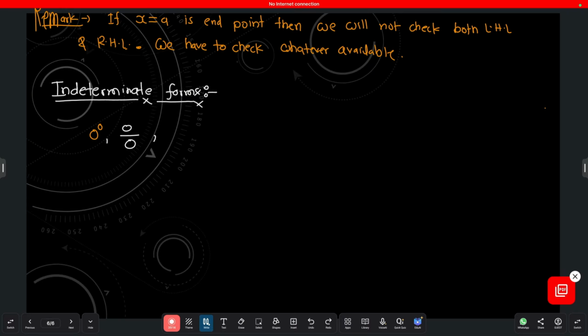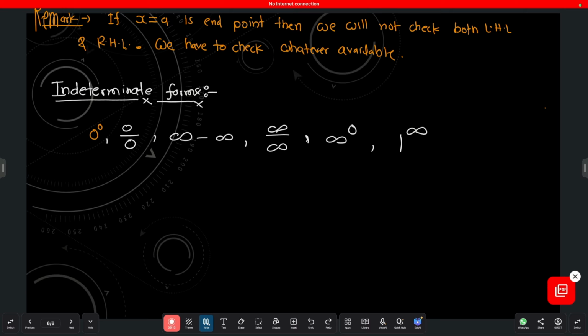Next is infinity minus infinity, which is one of the indeterminate forms. Infinity by infinity is one of the indeterminate forms. Infinity power 0 is one of the indeterminate forms. Huh? One? Any finite power 0 is 1 except 0 and infinity. 1 to the power infinity is also indeterminate.